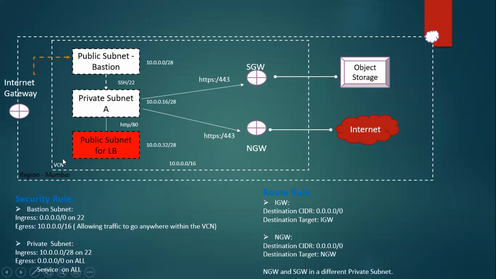So we are going to create a VCN. We are going to create one public subnet. We are going to create one private subnet. We will configure internet gateway, service gateway, NAT gateway, and we will try to establish connectivity of the traffic from internet to your Bastion subnet, from Bastion subnet to your private subnet, and from private subnet to your service gateway and NAT gateway. How to do all this in OCI infrastructure is something that we will see practically.